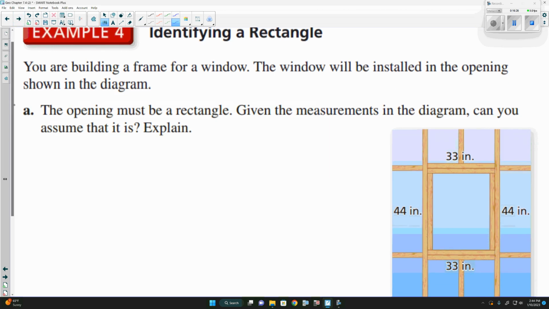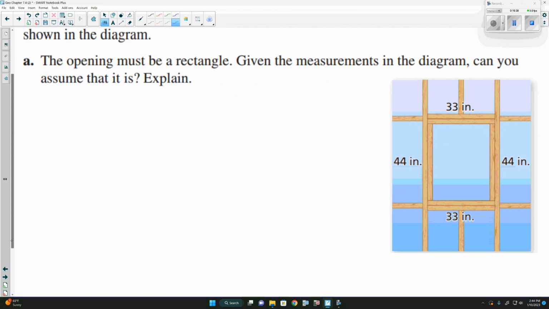So, knowing that, you're building a frame for a window. The window will be installed in the opening shown in the diagram. The opening must be a rectangle. Okay. Given the measurements in the diagram, can you assume that it is a rectangle?